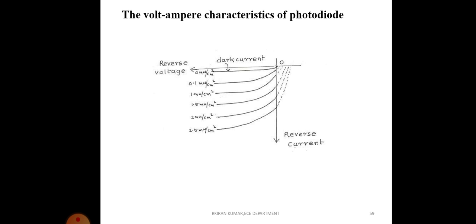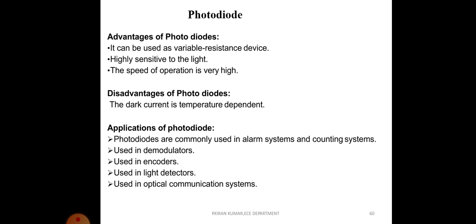For the characteristics, based on the depletion region, when light is applied, the covalent bonds break down and release pairs of charge carriers. Electrons are attracted by the positive potential, and the movement of electrons is called photodiode current. Photodiode advantages: it can be used as a variable resistance device, it is highly sensitive to light, and the speed of operation is very high. Disadvantage of photodiode: the dark current is temperature dependent.